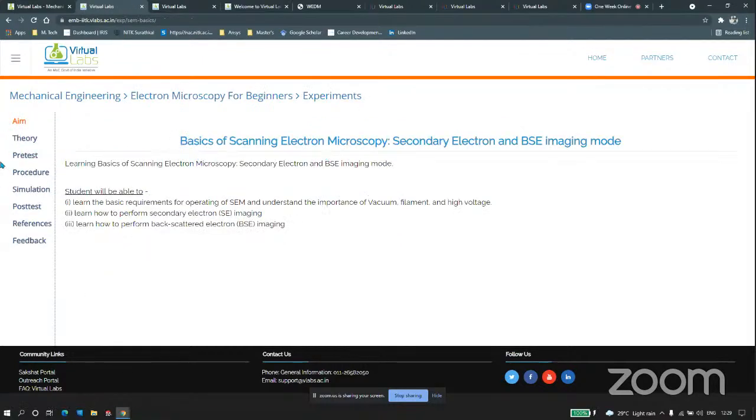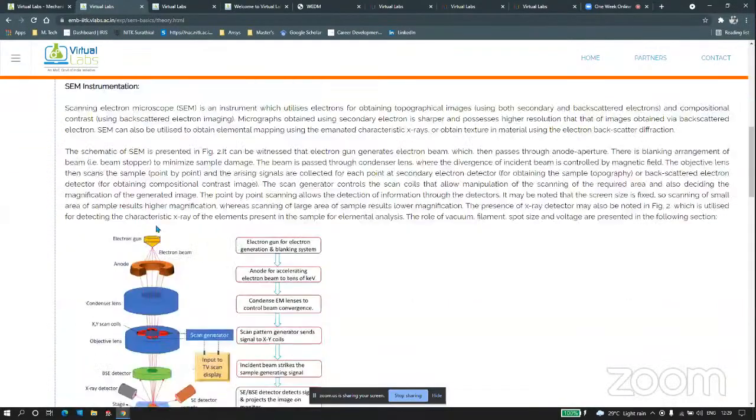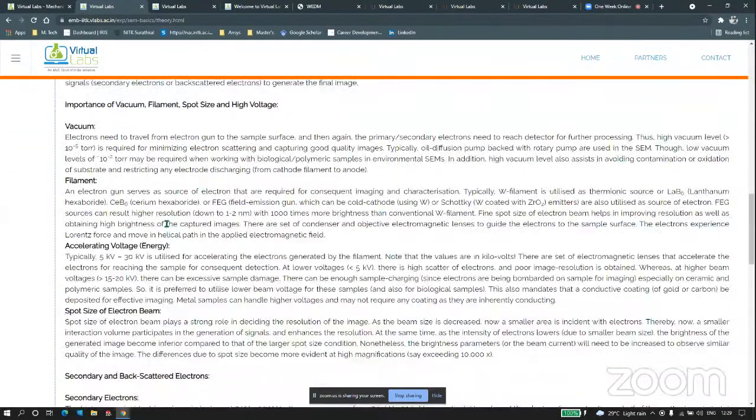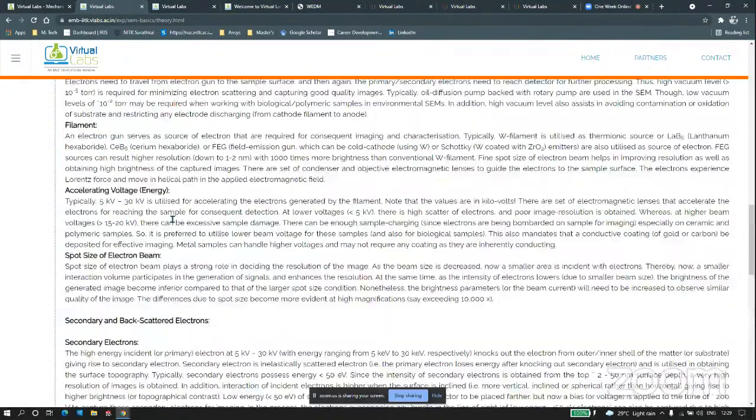Again, same thing: aim, theory, pretest, procedure, simulation, post-test, reference and feedback. I'll directly go to simulation. Here, one more thing, in theory, there is a video of the electron microscope, how it works, detailed theory is given, and a theoretical explanation is also given here. So I'll go to simulation.